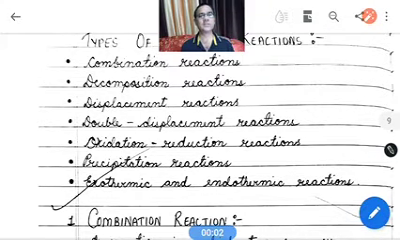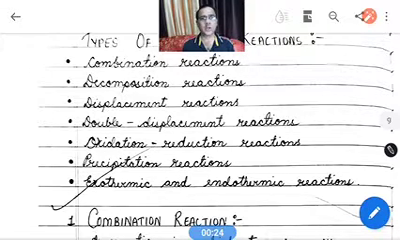So dear students, now I am taking the class 10th chemistry chapter, chemical reactions and chemical equations, and under this chapter I am going to start the new topic, that is types of chemical reactions.